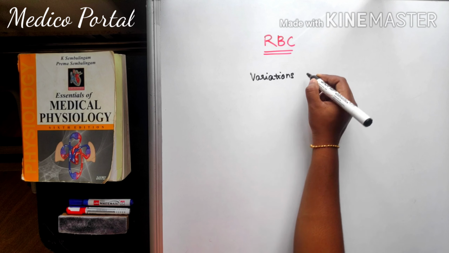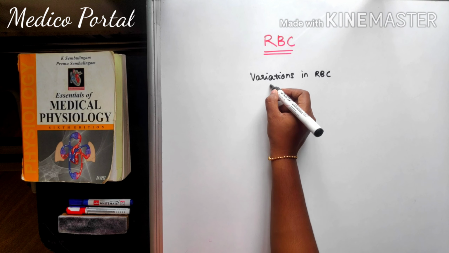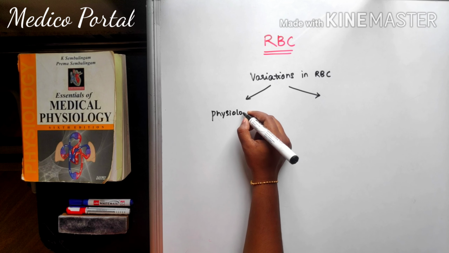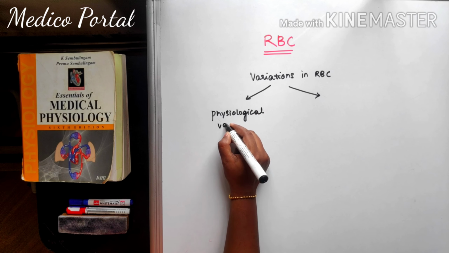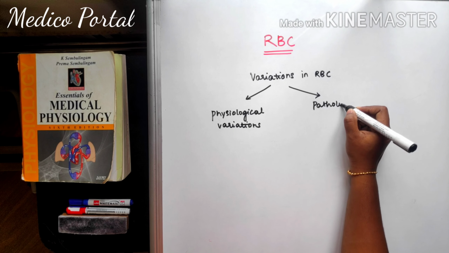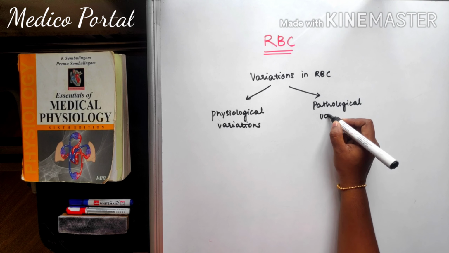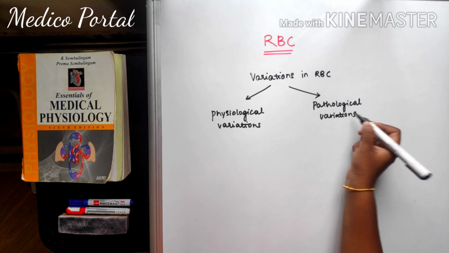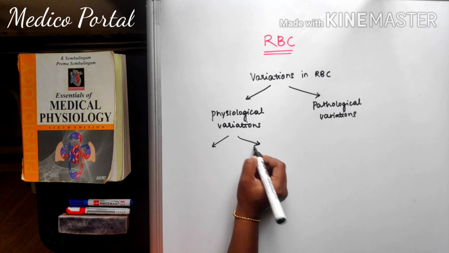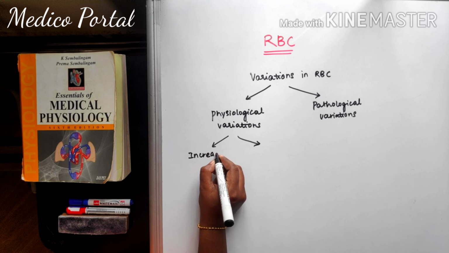And coming to the variations in RBC, these variations are seen in different aspects. I'll discuss one by one. This is a variation in amount or the count. That may be a physiological variation or pathological variation. Physiological variation is the one which is present in normal conditions of the body, and pathological condition is the one which is present during diseased conditions.